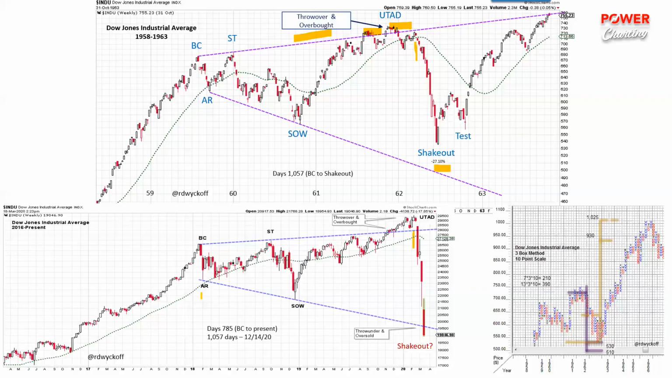But here we have the same structure: automatic reaction, secondary test, sign of weakness, and then this really good rally that occurs from December 2018 right up into February. These two rally phases in 60 to 62 and then here are very close in duration to each other.